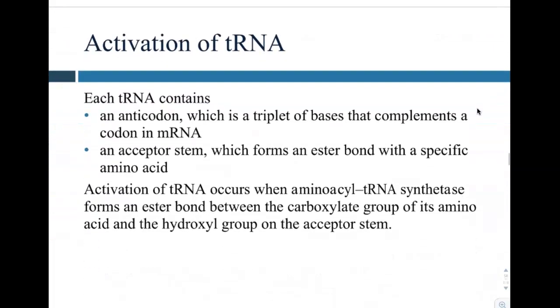And so the tRNA has an anticodon, which is the opposite of the mRNA codon that you just read. Okay, and then you have an acceptor stem on the other side that makes an ester bond with that amino acid. And so you get that tRNA synthesized when you make that ester bond between the acceptor stem and the amino acid.